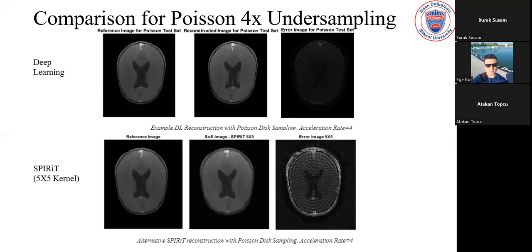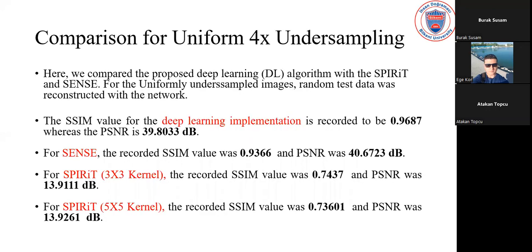Here we also again compare our results. This time, however, we also look at SPIRiT for 5x5 calibration kernel. And again, even though we increased the calibration kernel, still the deep learning method was able to significantly outperform the SPIRiT reconstruction. And to compare the deep learning method with SENSE reconstruction, we gathered a uniform data set, but to keep both comparisons consistent, we again used the same undersampling rate, which is 4. The SSIM value of the deep learning implementation was the same as in the previous comparison, as the test set is the same fully sampled images, which is 0.96 for SSIM and nearly 39 decibels for the PSNR.